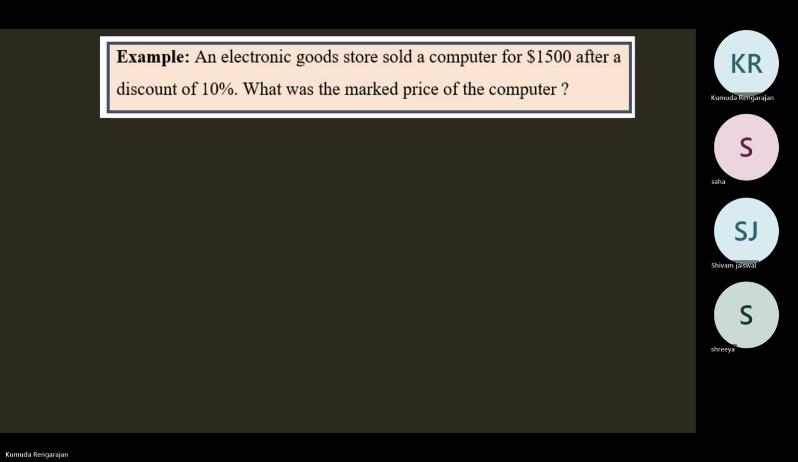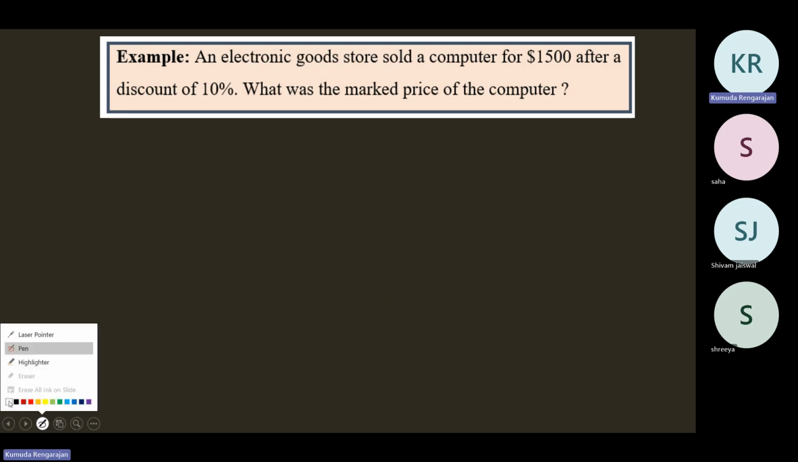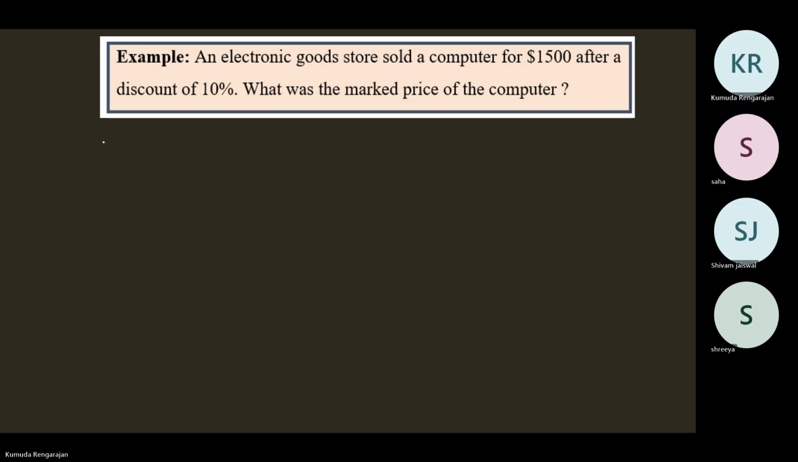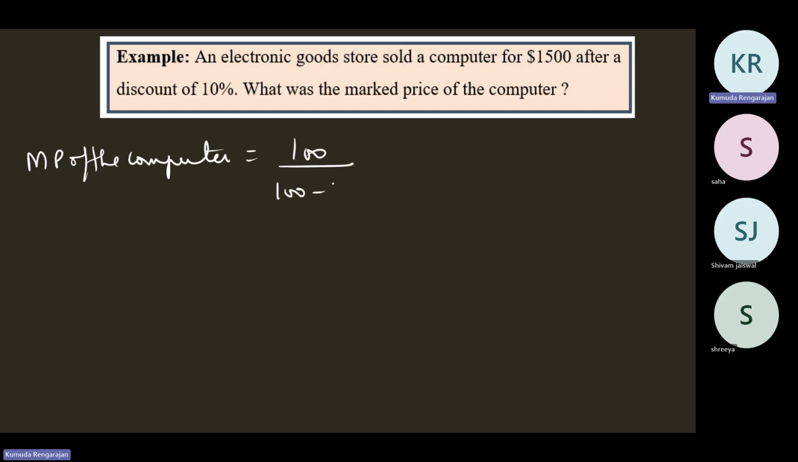Okay. So an electronic goods store sold a computer for $1,500 after a discount of 10%. What is the mark price of the computer? So what's the formula to find the mark price? Mark price of the computer is equal to 100 by 100 minus D percent into SP.